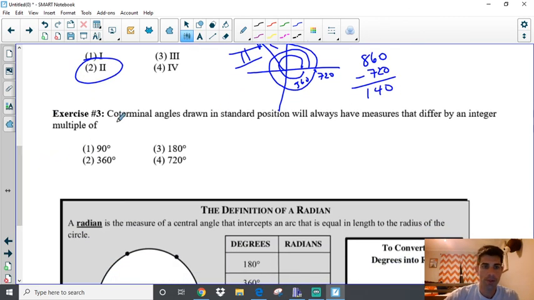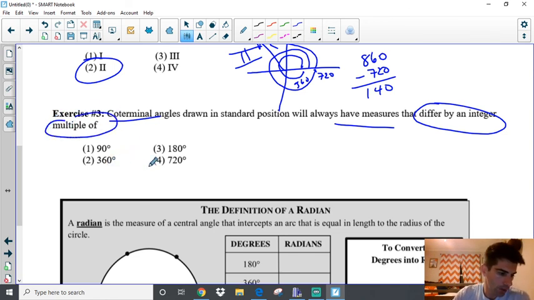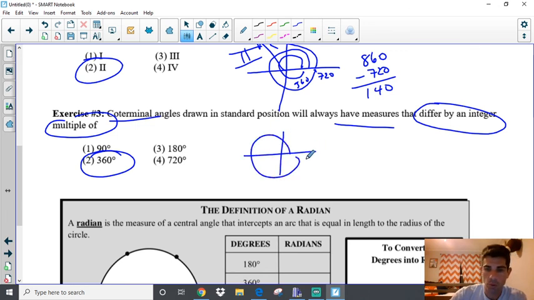Exercise 3. Coterminals drawn in standard position will always have a measure that differ by what multiple of? And remember, when you're going around and around, you are always going around a total position of 360 degrees. All right.